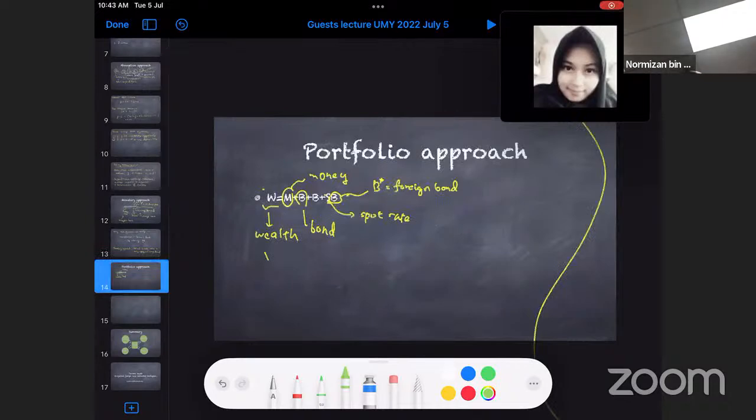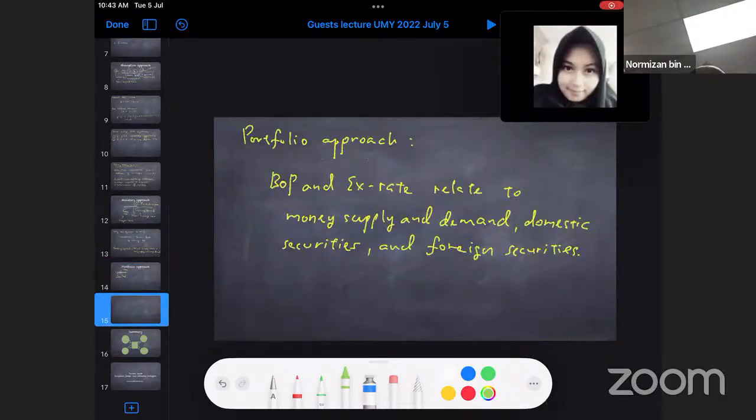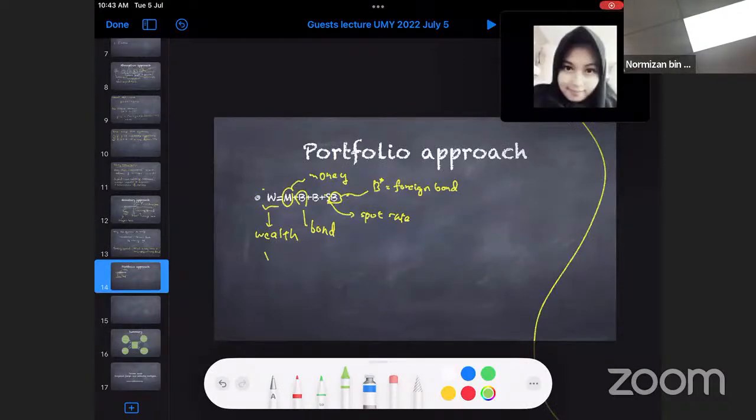And the last one is the portfolio approach. So what is the portfolio approach? We can see this approach by looking at this equation, or we call it Webb's equation. There is the money that households hold and the bonds. There is the bond in the domestic market, or domestic bond, and here is the foreign bond times the spot rate.